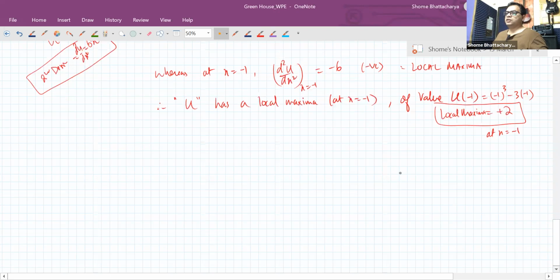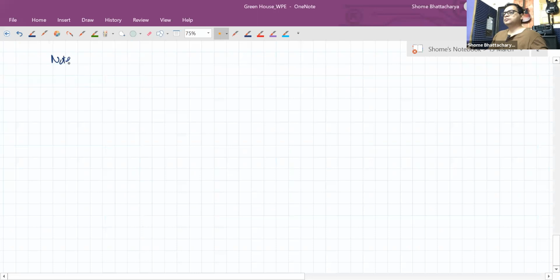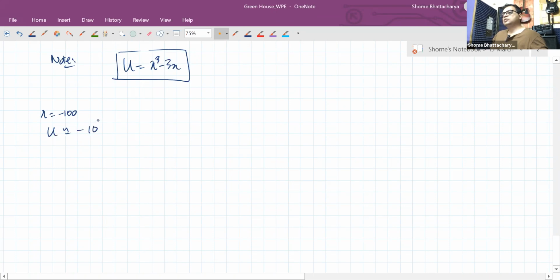So this is the question done. But now just to explain to you how this is exactly working, if you look at the function u equal to x cube minus 3x. For this function, just check the value. For example, at x equal to minus 100, which is a very large negative number, the value of u is of the order of almost minus 10 raised power 6. Its order of magnitude is like this. So it's a very large negative number.